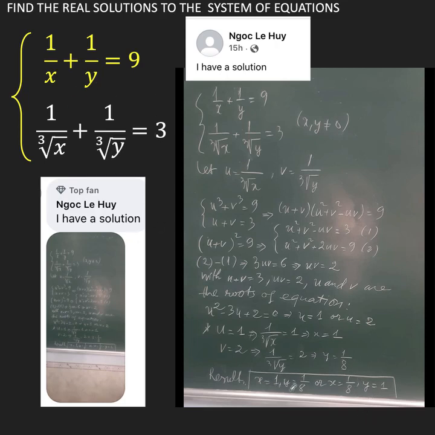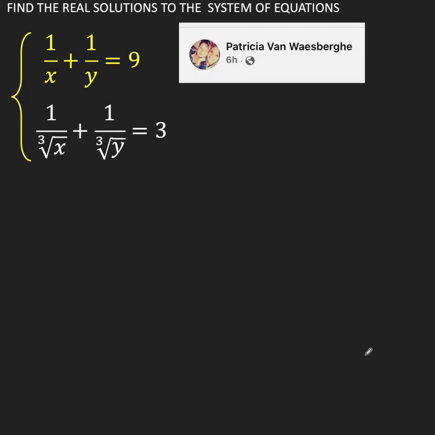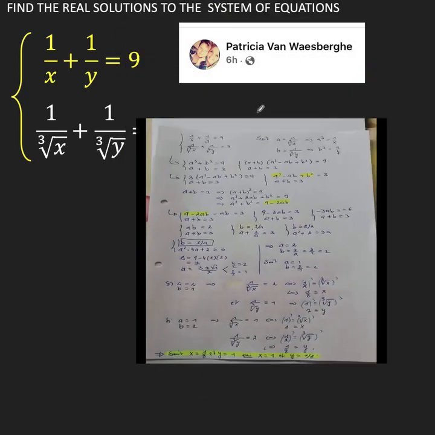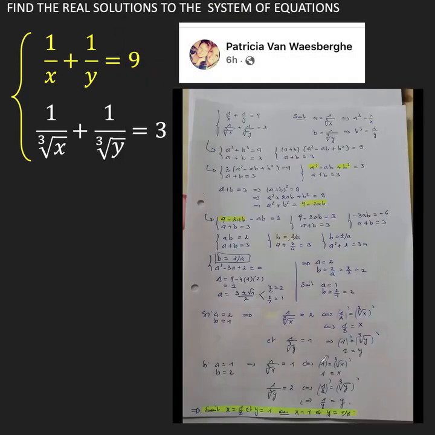So we can also interchange 1 and 1 over 8 for the value of x and y. So x could be 1, y is 1 over 8, or x equals 1 over 8 and y is equal to 1. Then we also received another good answer from Mom Patricia, and here is her comment. And she arrived at the same answer, x equals 1 over 8, y equals 1, or vice versa.